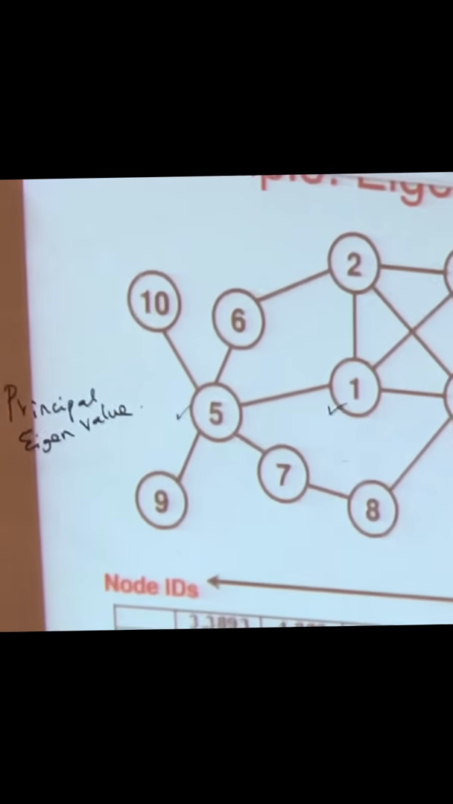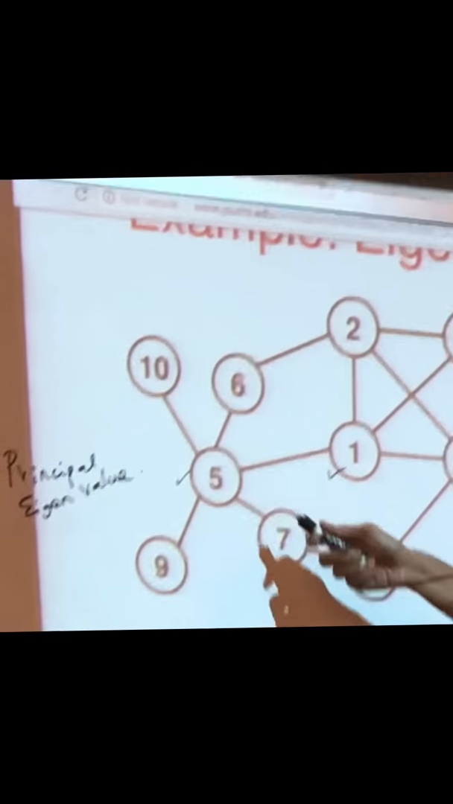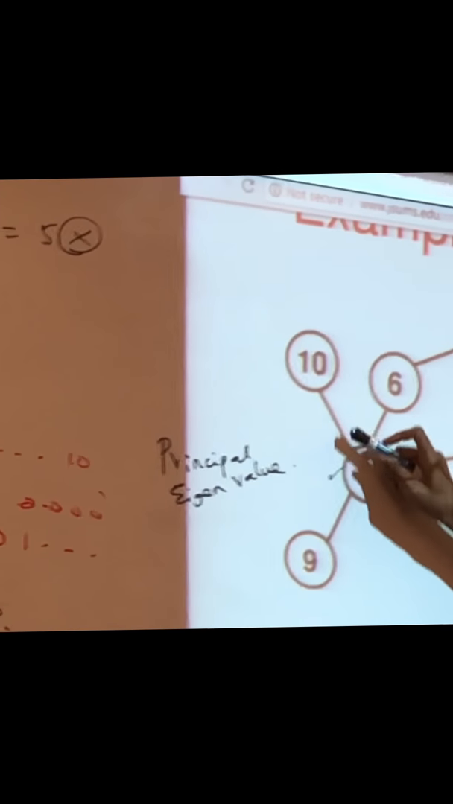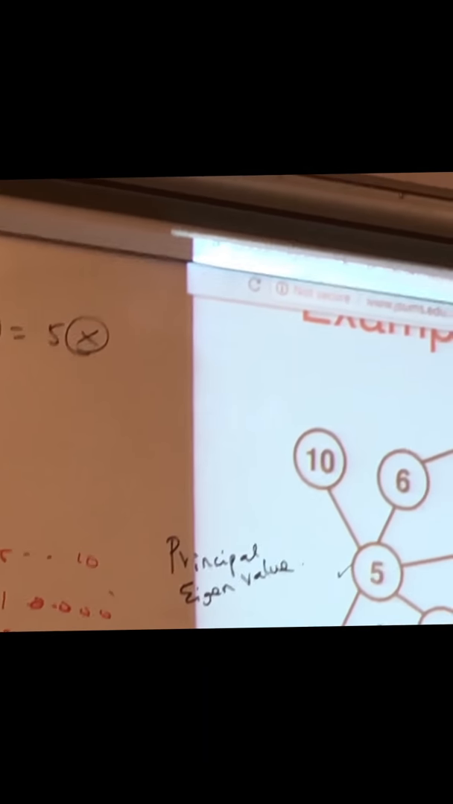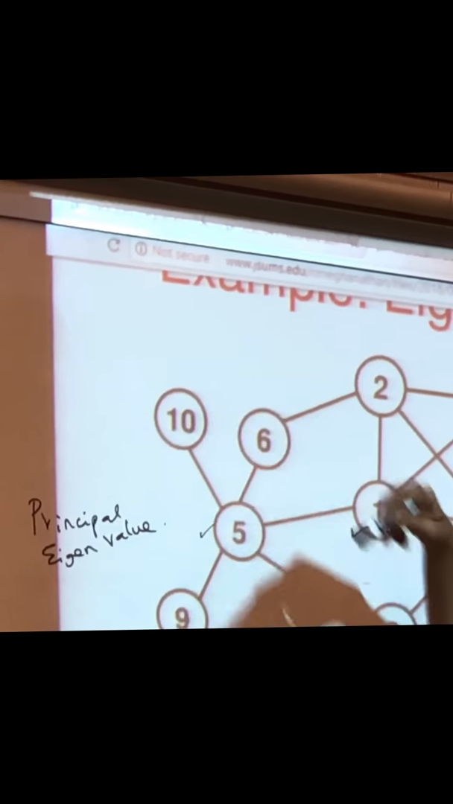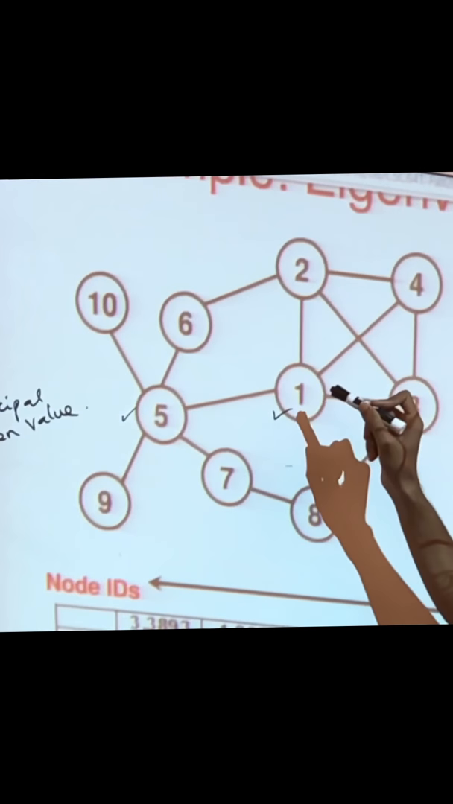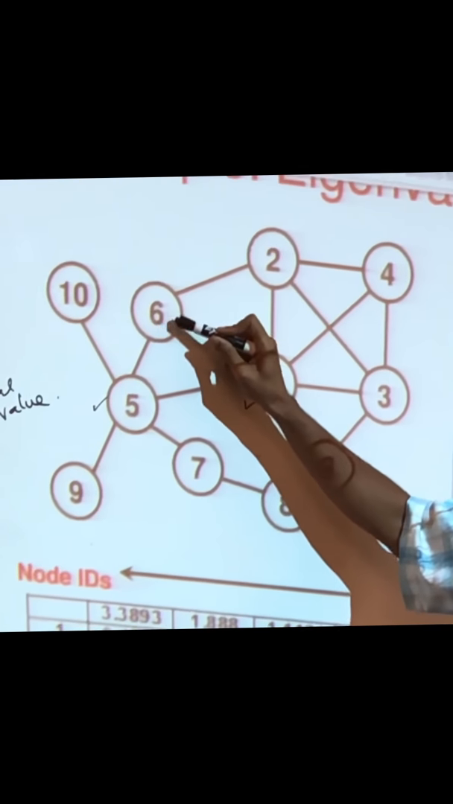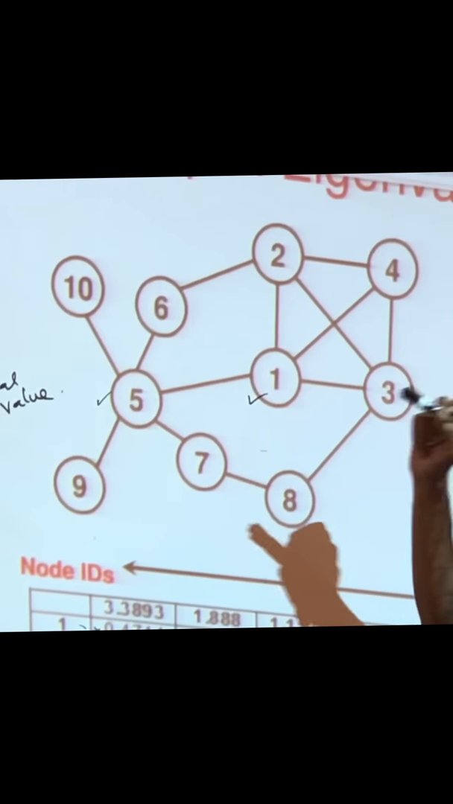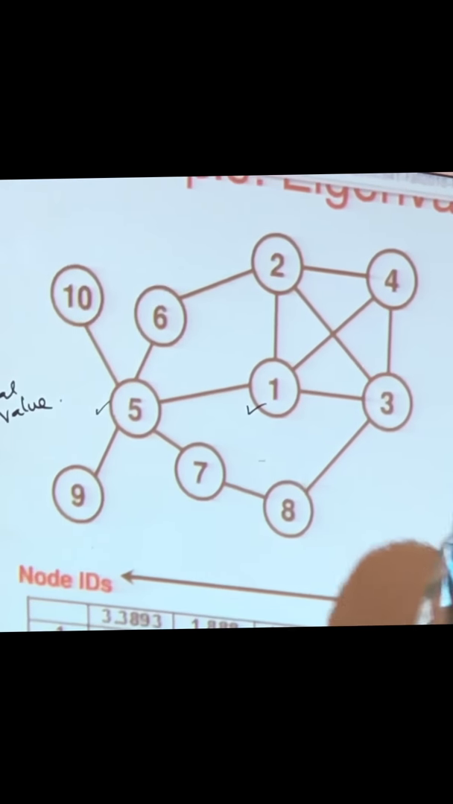Okay, yes. On the other side, look at vertex 5. It has more neighbors. Degree of 5 is larger. But what about the neighbors? They have only one neighbor. So 9's degree is 1, 10's degree is 1. Of course, 1 has degree 4, 6 has degree 2, 7 also has degree 2. So neighbors of 5 have lower degree.